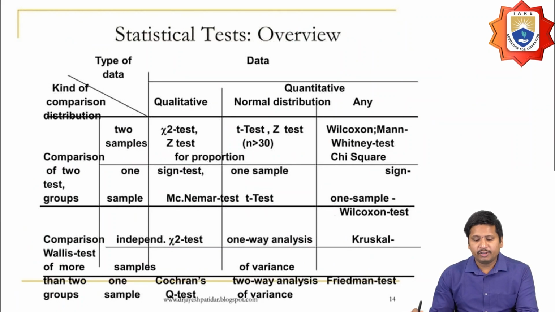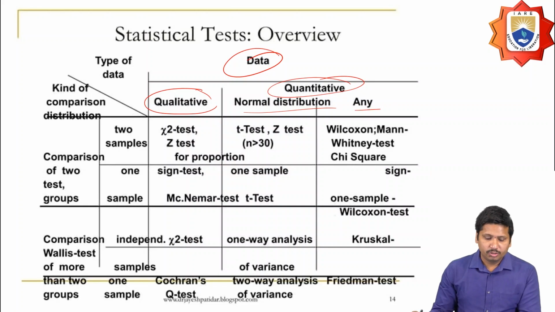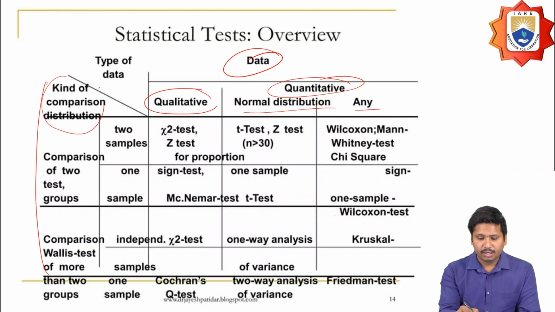Based on the type of the data, you are going to perform some statistical tests. How are we going to do that? For that, I'm going to consider the types of data, like qualitative and quantitative, where you can perform some nominal distribution. Column-wise, another column I'm taking is the kind of comparison: the comparison of two test groups, and the comparison of more than two groups, which I'm going to split.